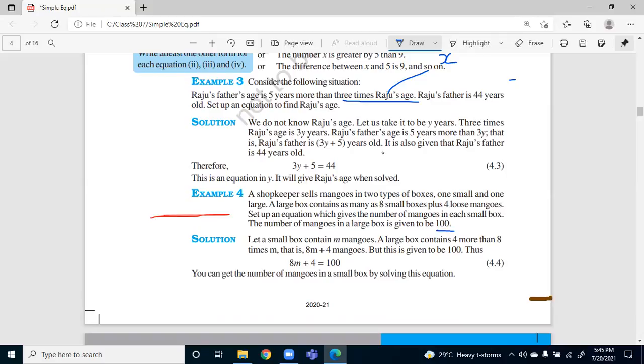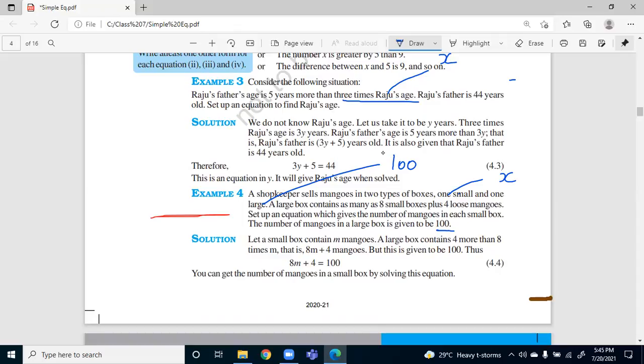So there are two types of boxes that the shopkeeper has, one small and one large. Large box is having 100 mangoes in it and a small box is having nothing is given. So that we need to assume. So let us assume that a small box is having X mangoes.